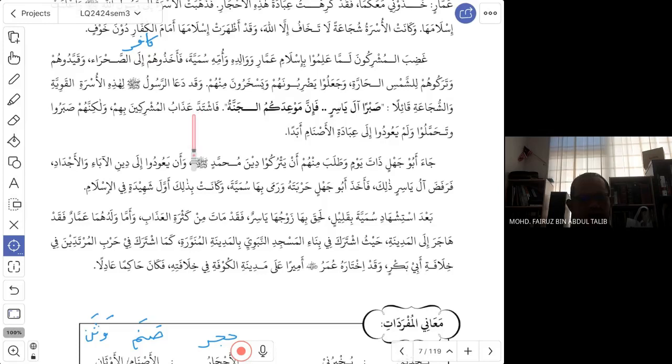Fashtadda azabul mushrikeen bihim. So what happened? The azab of the mushrikeen, the torture of the mushrikeen to this family, ishtadda, is referring to a very serious condition. It has become more severe, more serious. Ishtadda, extreme. That is the meaning of ishtadda. Walakinnahum, but the family sabaru, they were patient. Sabara, they were patient. Watahammalu, and they bore all this torture.